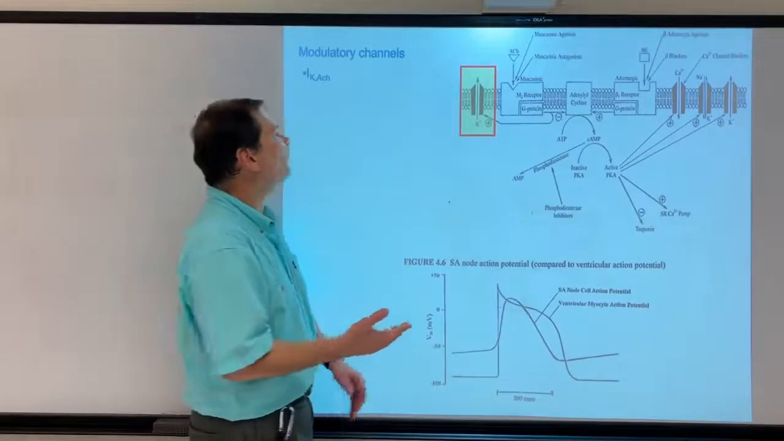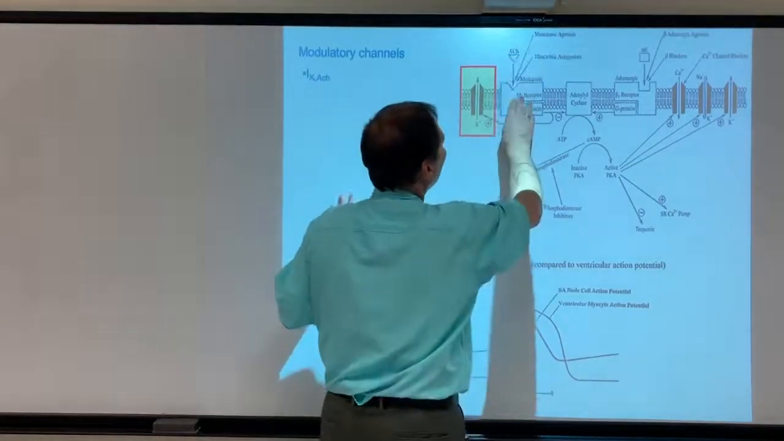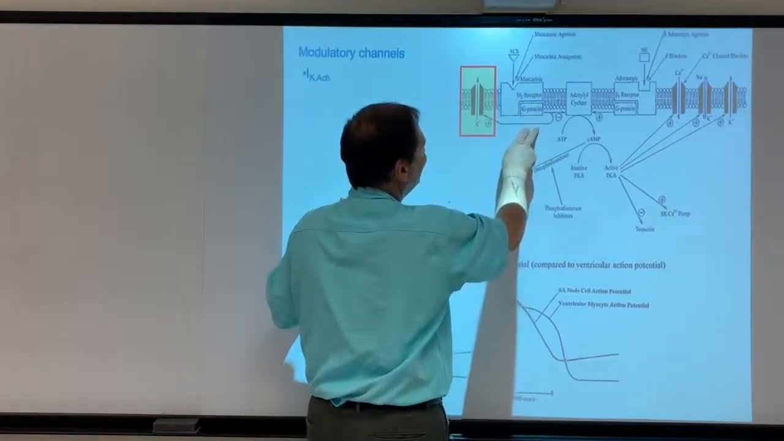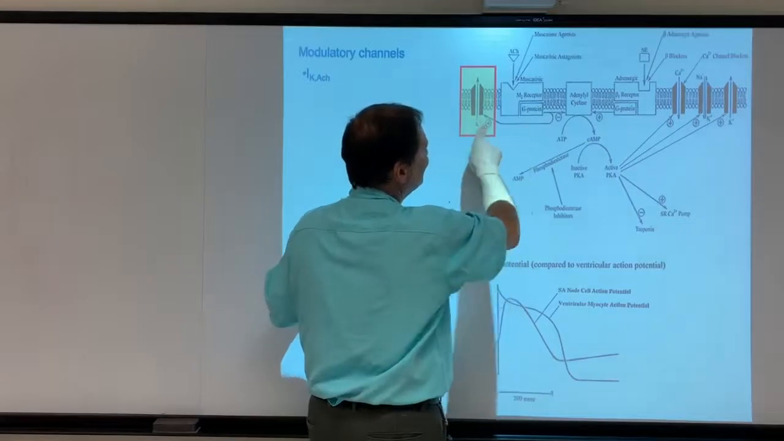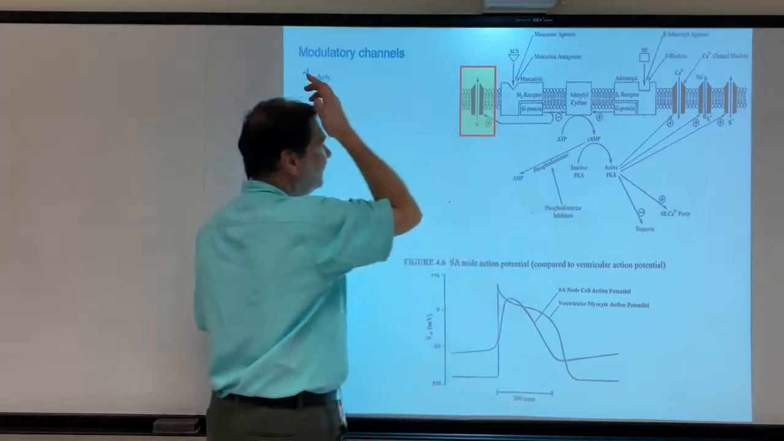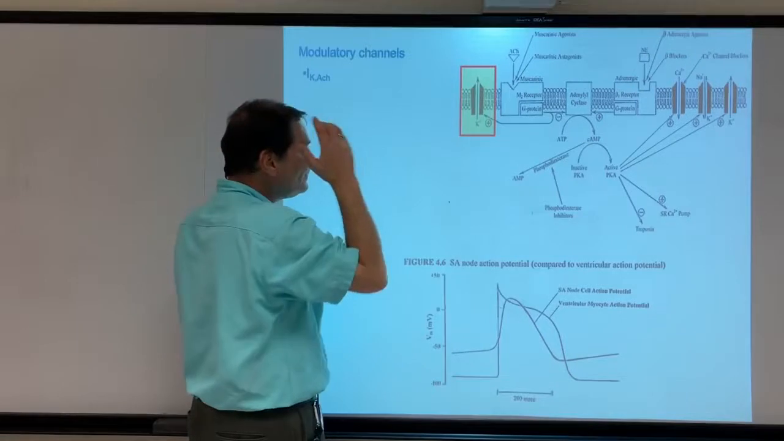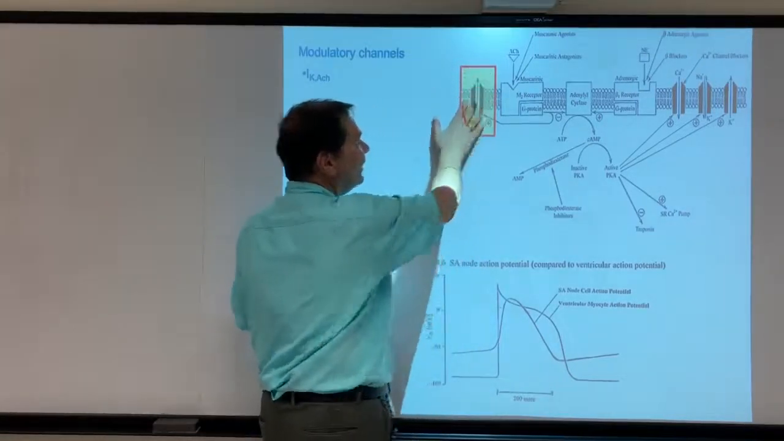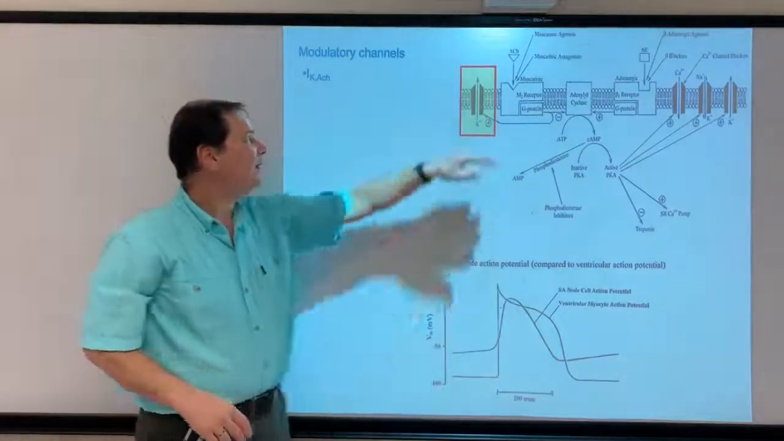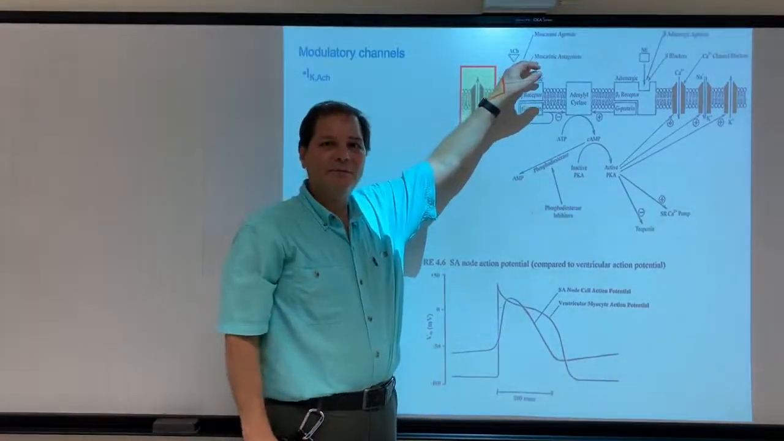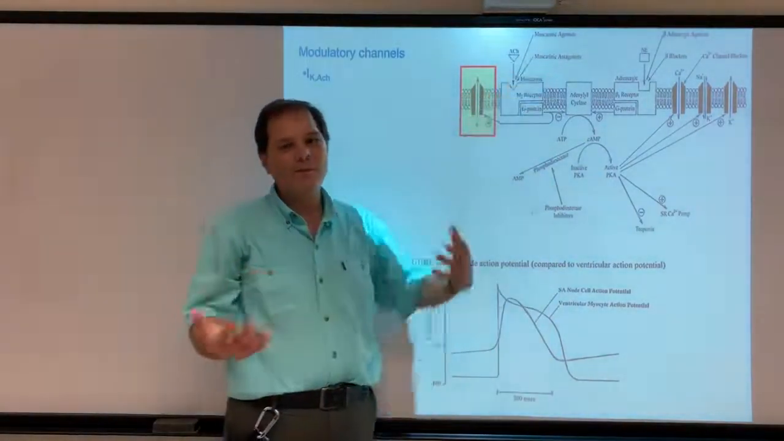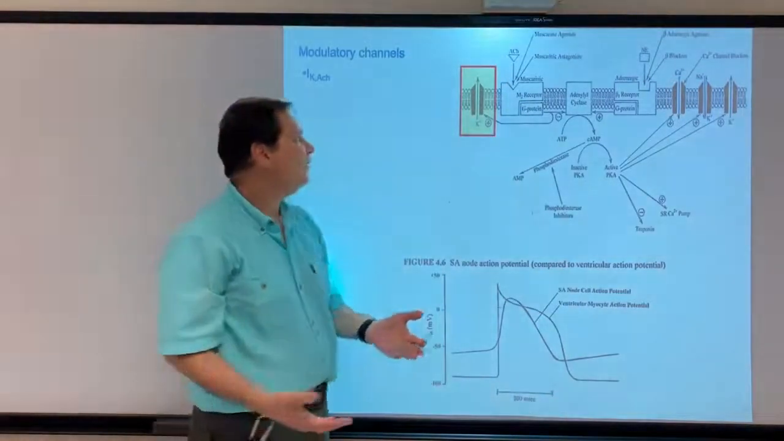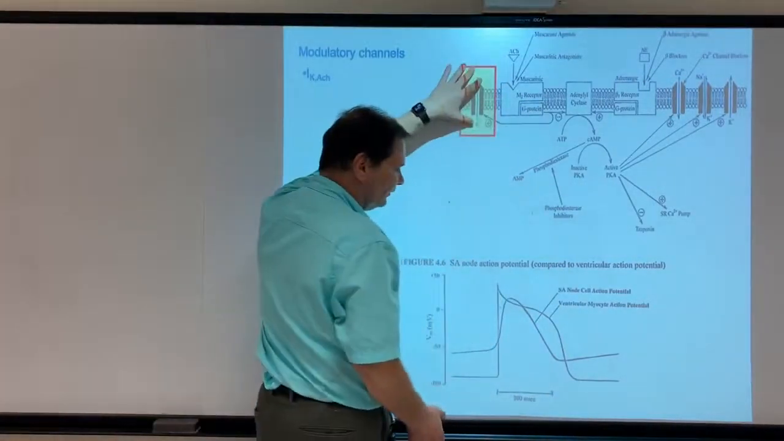So this channel opens when acetylcholine binds to the muscarinic receptor, and it's actually opened by this GI protein, and it allows potassium to flow out of the cell, so it increases outward current. If acetylcholine is being released from parasympathetic nerve endings, you probably want to slow your heart rate, right? Well, an increase in outward current will do that.